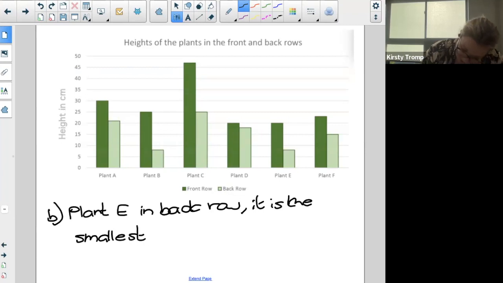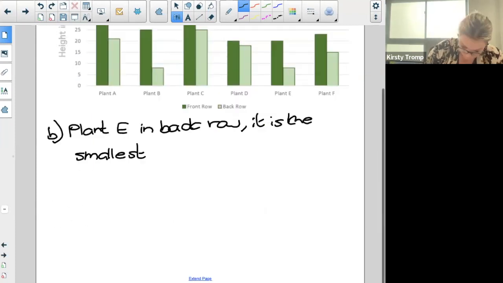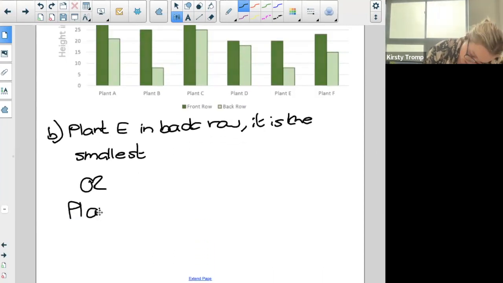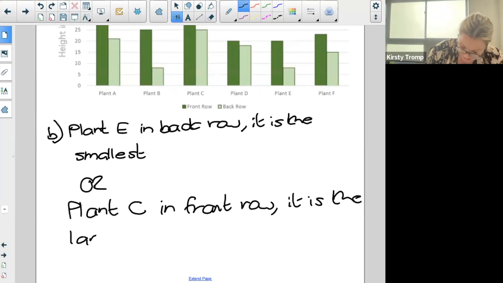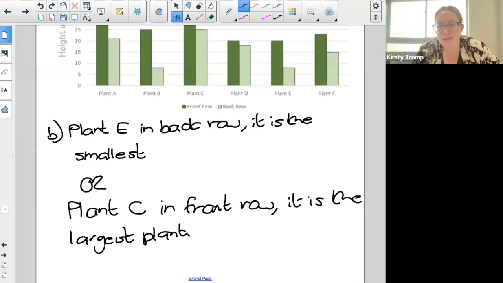Do you agree that plant E is smaller than plant B? I agree with you. And which other one was also affected by the sun? So that was the smallest one. What about the biggest one, Shakina? The biggest one is plant C in the front row. Good, plant C in the front row is the largest plant. Well done. Thanks, Shakina.